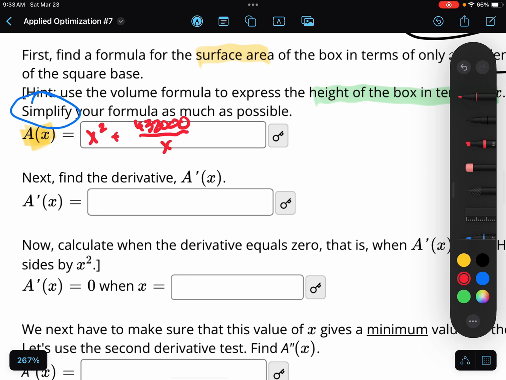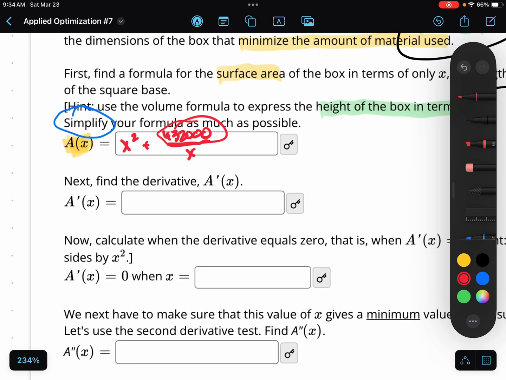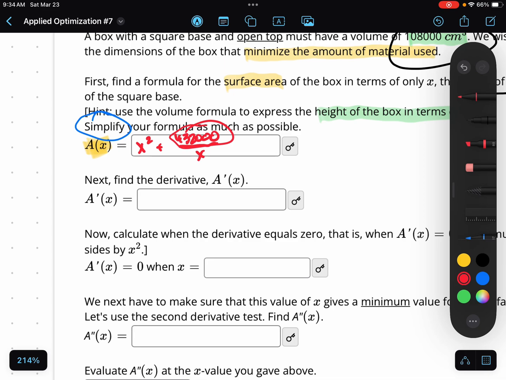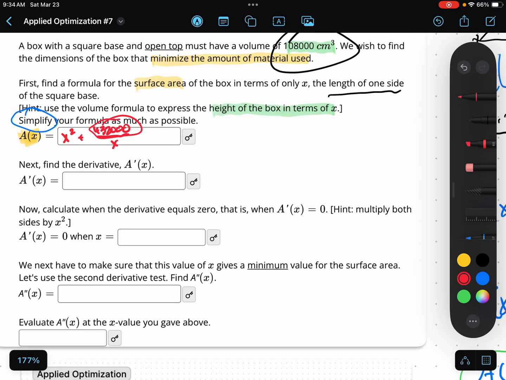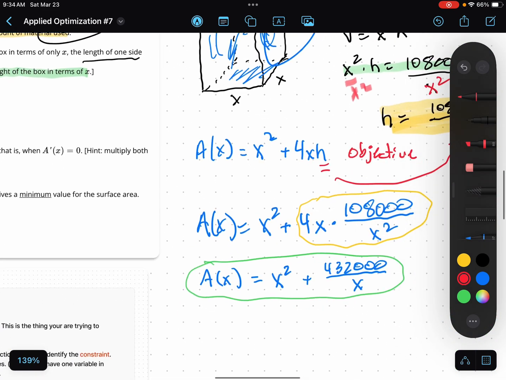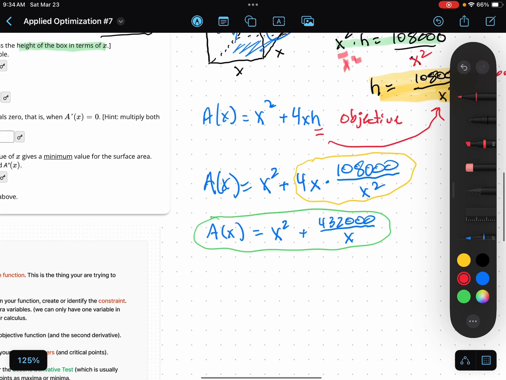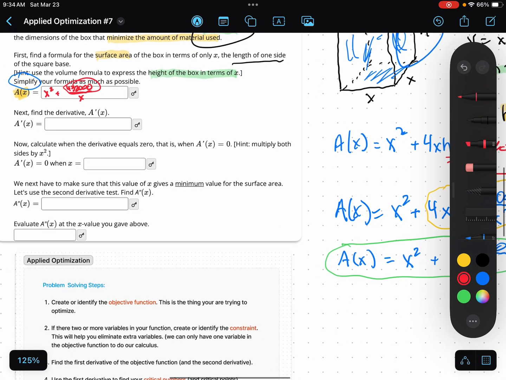When you do this problem, the only thing that's probably going to be different is the 432,000, because you're going to have a different number for the constraint. But the rest of the math is going to be very similar. So just don't panic, just follow the plan. I'm trying to help you get there. All right, the next thing we're asked to do is find that derivative.